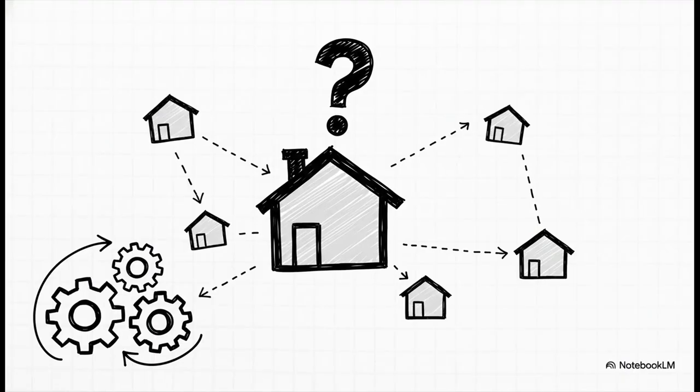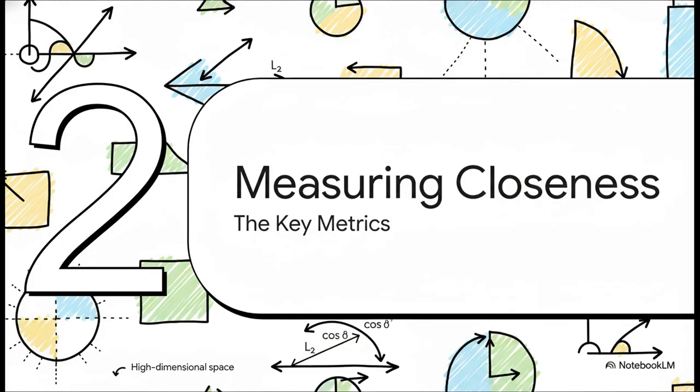Let's make this super concrete. Imagine all of your data points are like houses in a giant neighborhood. When a new query comes in, it's like a brand new house just got built. Our entire job is to find its nearest neighbors. This whole process, finding and ranking neighbors by how close they are, is the absolute engine that powers modern semantic search. Okay, so to find those neighbors, we need a measuring tape, right?